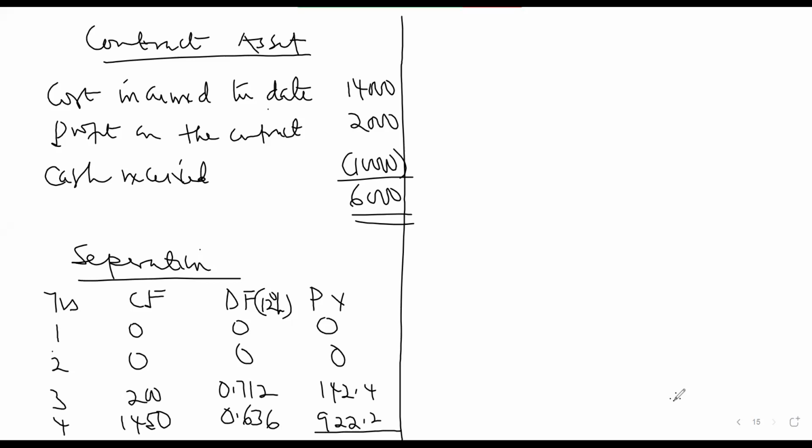That will be 1064.6. Okay, what will be the difference? $185.4. So the equity component is 185.4.